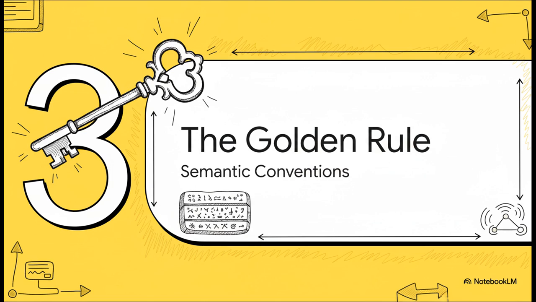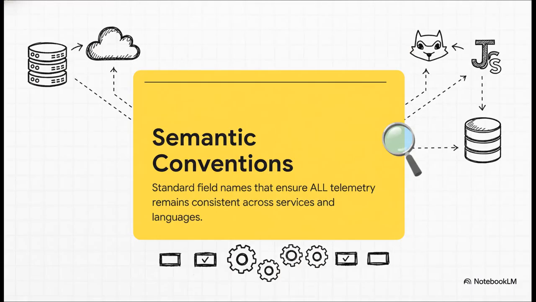I want you to think of this as the universal rulebook. It's the Rosetta Stone for all of your telemetry data, the thing that makes everyone speak the same language. So what are they? Well, in short, semantic conventions are just a standard way to name things.